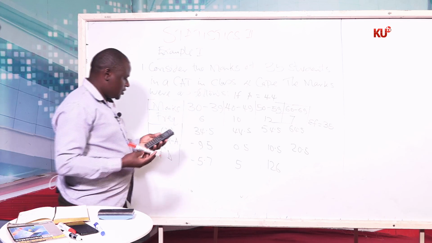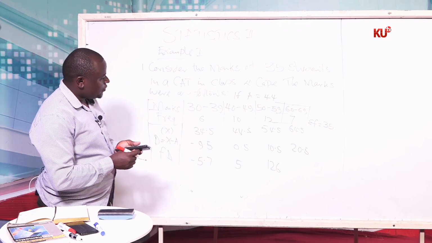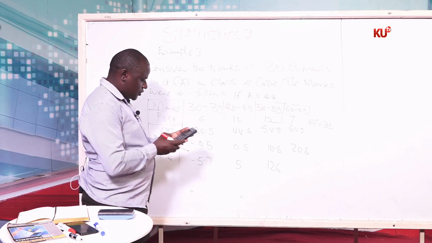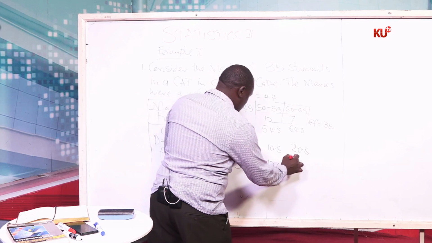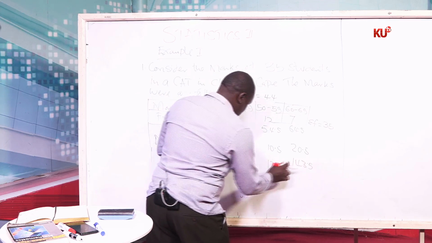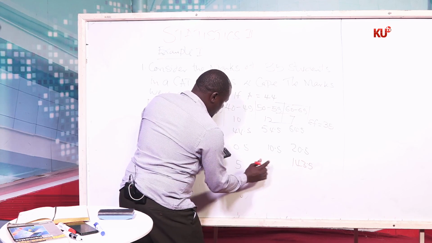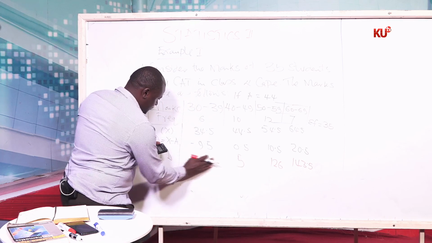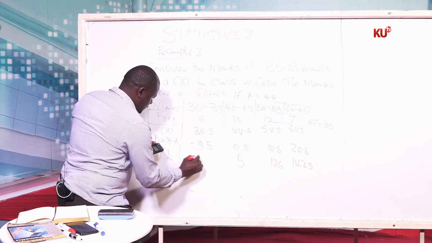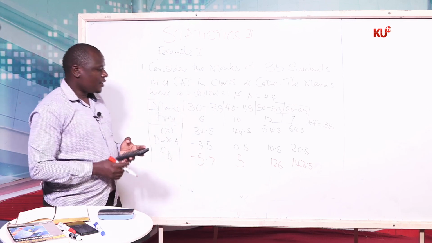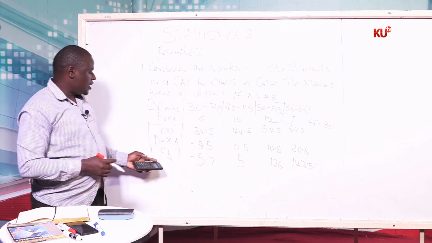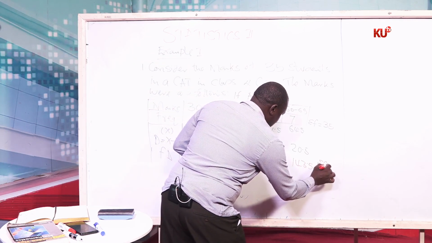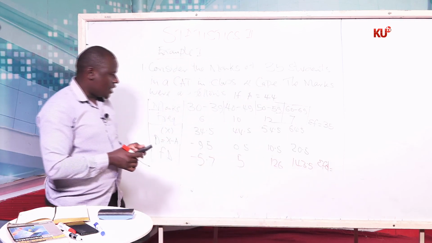Let me change the font. You have 7 times 20.5. Students, I know you are following. You get 143.5. This value is 126. If you allow me to rewrite it, this value is 5. And this first value is negative 57. Now, having these values, then we can now calculate the sum of FD, summation of FD. And we are just going to add them straight on.